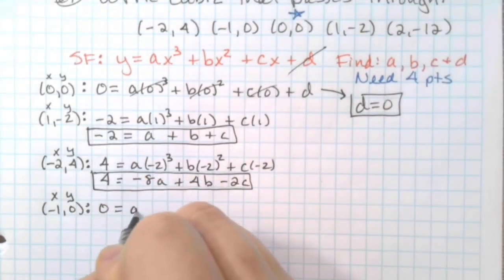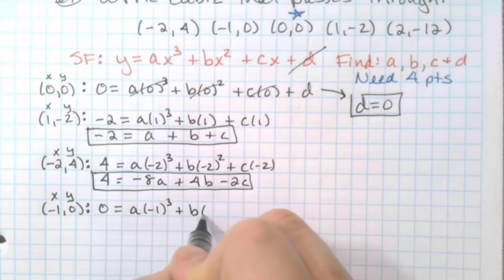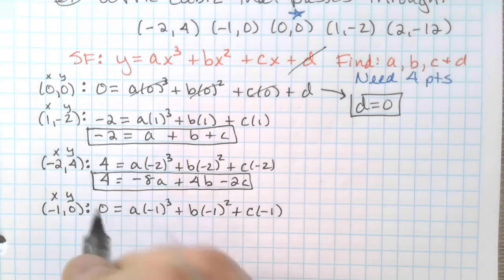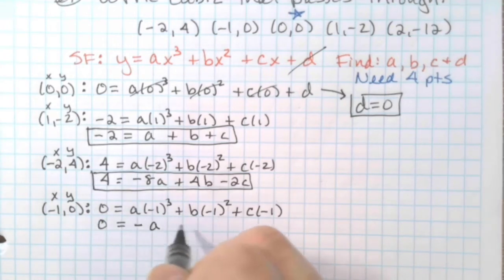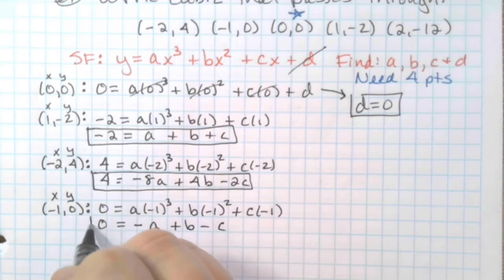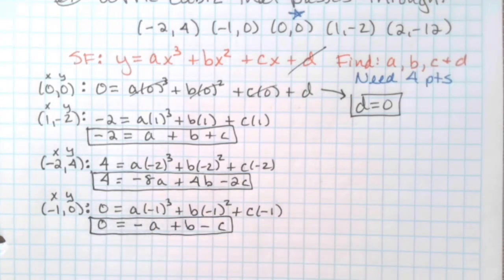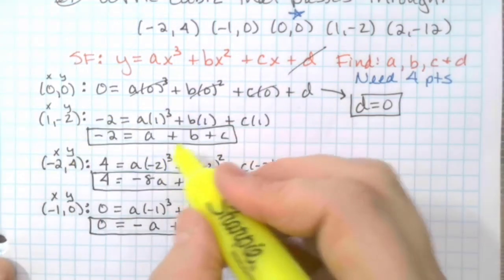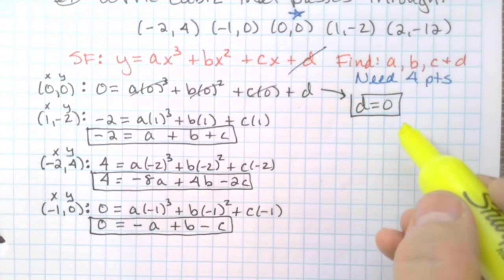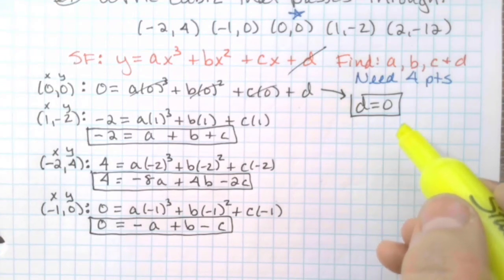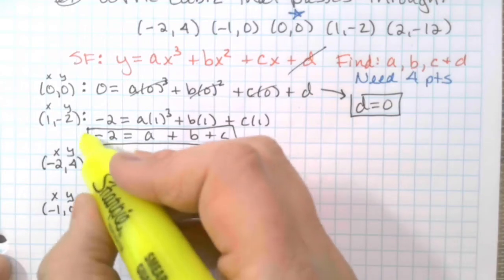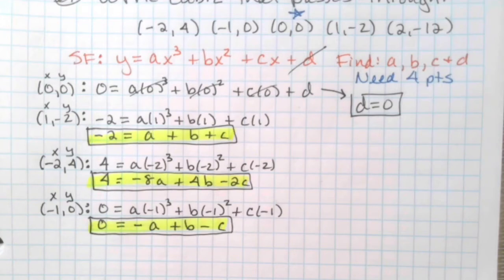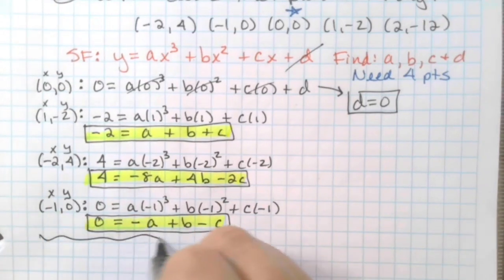So 0 equals a times -1 cubed plus b times -1 squared plus c times -1. I get 0 equals -a plus b minus c. Okay, so at this point, we have A and B, and we found D to begin with. If we didn't have D, we would need to do 4 equations and 4 variables. But since there's 3, A, B, and C, we only need these 3 equations. Okay, so we've made our new equations.